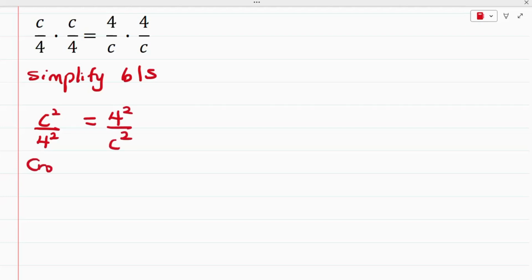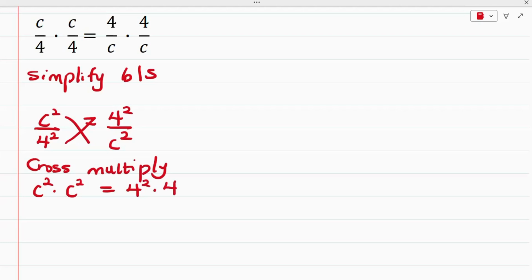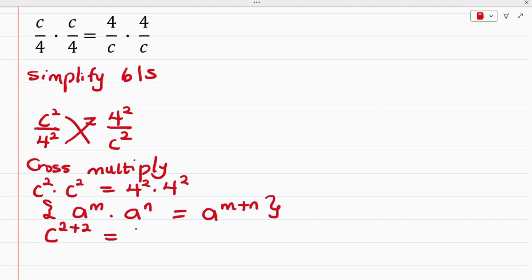So once we have this right here, the next thing we want to simply do is to cross multiply. So when we cross multiply, this becomes C squared multiplied by C squared is equal to 4 squared multiplied by 4 squared. Now applying the property of exponent that says a raised to the power of m multiplied by a raised to the power of n is equal to a raised to the power of m plus n. So applying this property, this becomes c raised to the power of 2 plus 2 is equal to 4 raised to the power of 2 plus 2.